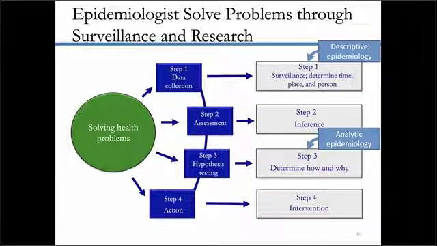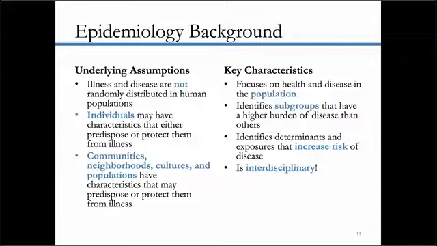And so these are the steps that we use in epidemiology to solve health problems and understand the health of our communities. And in order to do this, we have a few underlying assumptions within the field of epidemiology. Those assumptions are that illness and disease are not randomly distributed in human populations, and that there are certain things that we are exposed to or that we do as communities or individuals that might predispose us or make us more likely to get some disease or some illness.